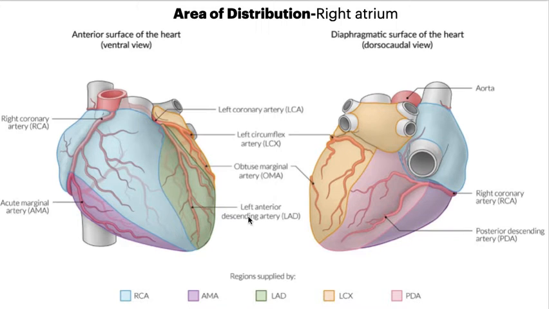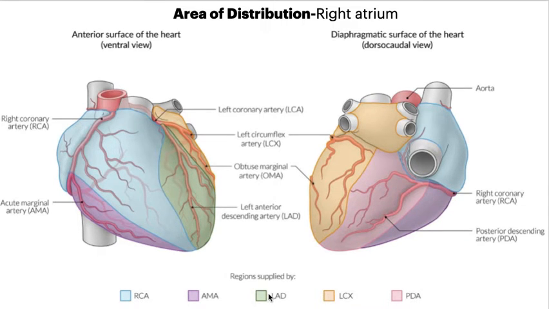Here, the area of distribution of the right coronary artery. This is the anterior surface of the heart, ventral view. You can see the right coronary artery arising, right? This is supplied by the right coronary artery. Now, this is the acute marginal artery, a branch of the right coronary artery. This patch is supplied by that. On the posterior part, you can see the diaphragmatic surface. The right part of the right atrium is supplied by the right coronary artery, right? This is the right coronary artery over here.